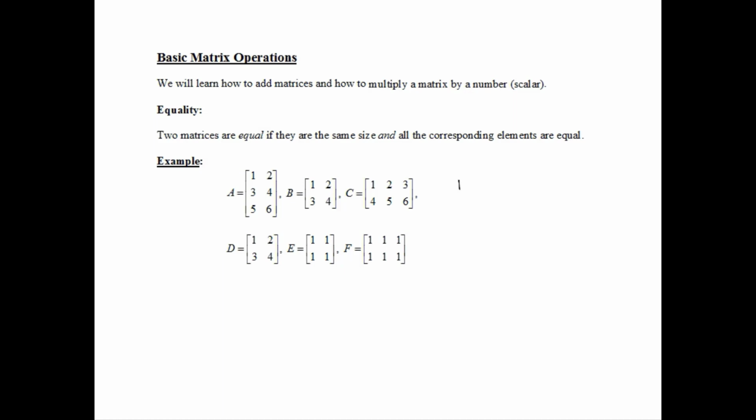It looks like B is equal to A because they are the same size and all the corresponding entries are the same. There are no other matrices here. There's no other pair of matrices in this group that are equal.